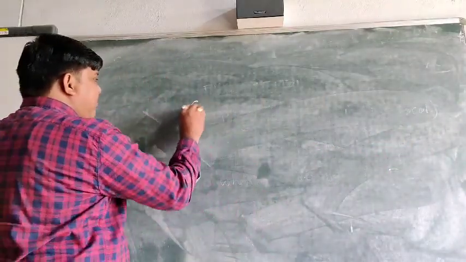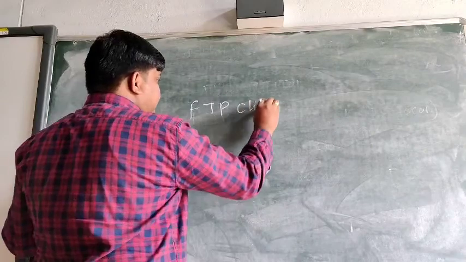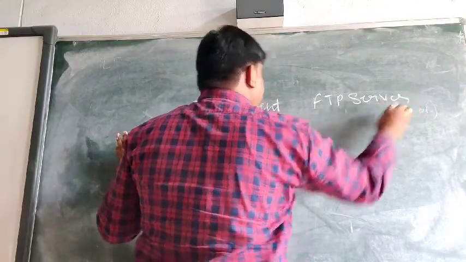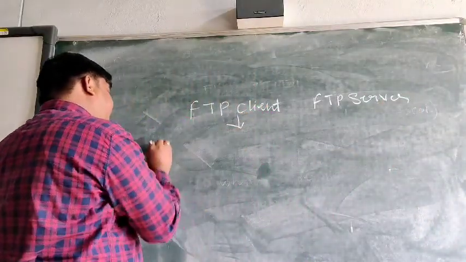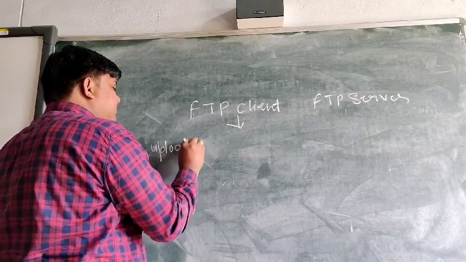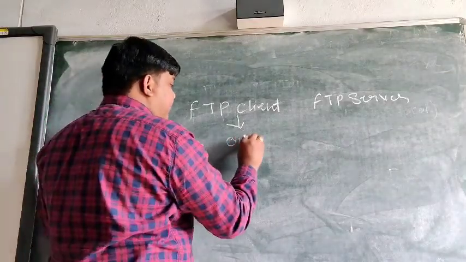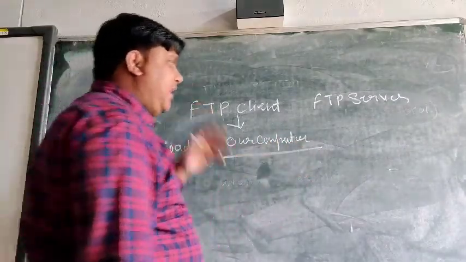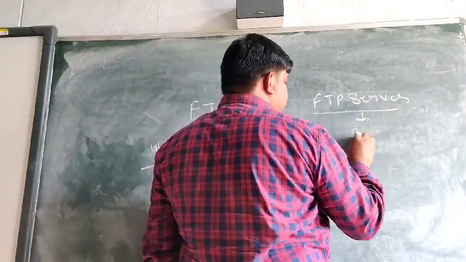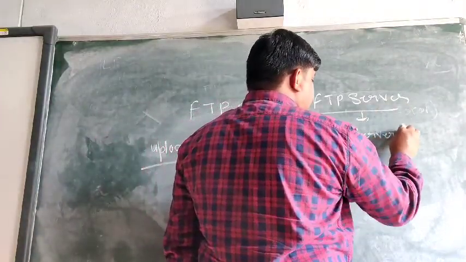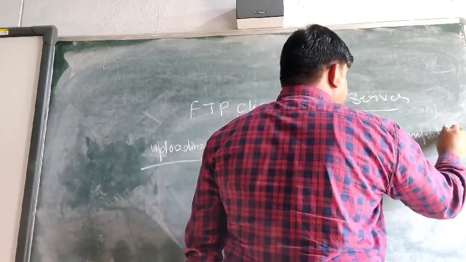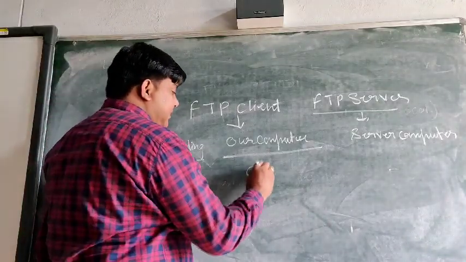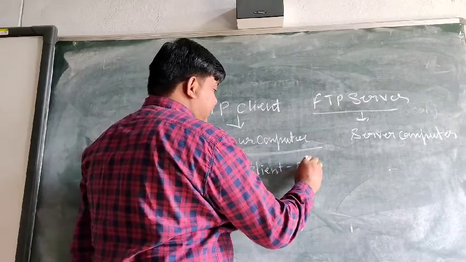In FTP, we have two parts: FTP client and what? FTP server. FTP client means if we are uploading, we can say our computer works like an FTP client and the server computer works like a what? FTP server. So when any data has to be transferred, it should follow which architecture? Client and server architecture.